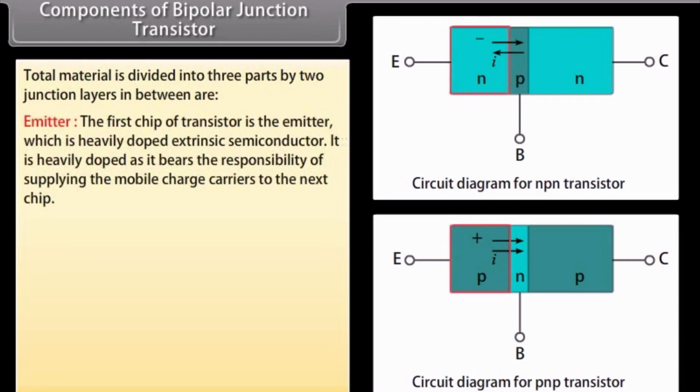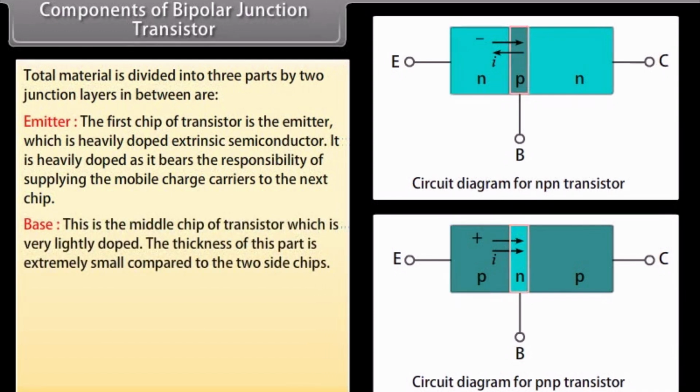Emitter. The first chip of the transistor is the emitter, which is a heavily doped extrinsic semiconductor. It is heavily doped as it bears the responsibility of supplying the mobile charge carriers to the next chip. Base. This is the middle chip of the transistor, which is very lightly doped. The thickness of this part is extremely small compared to the two side chips.